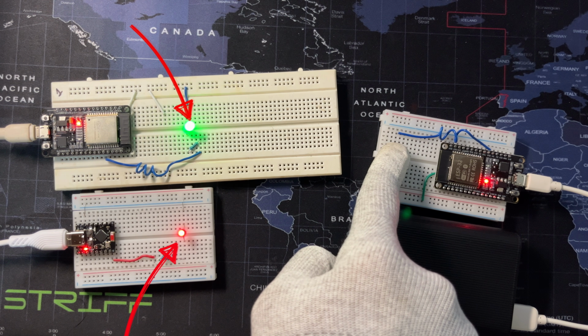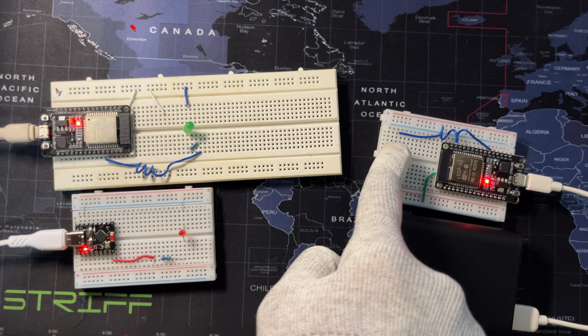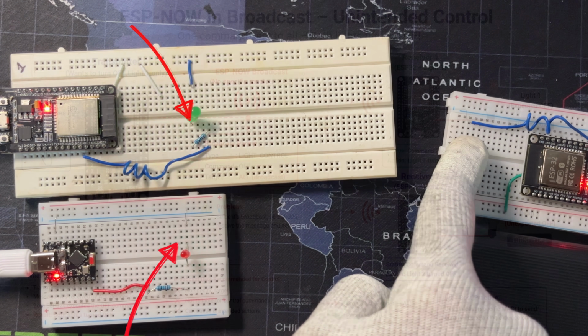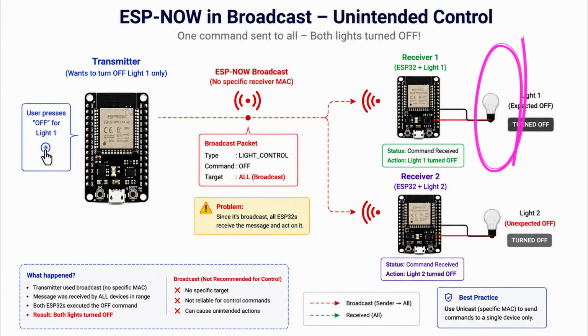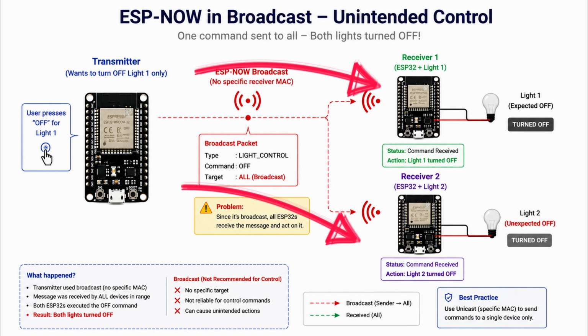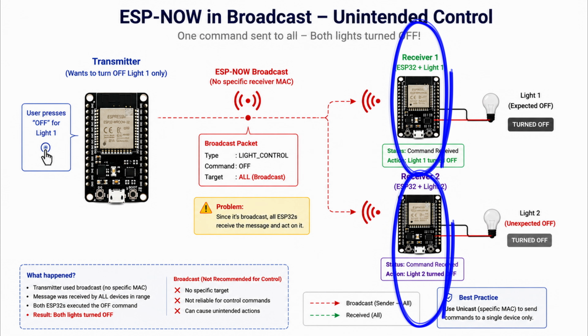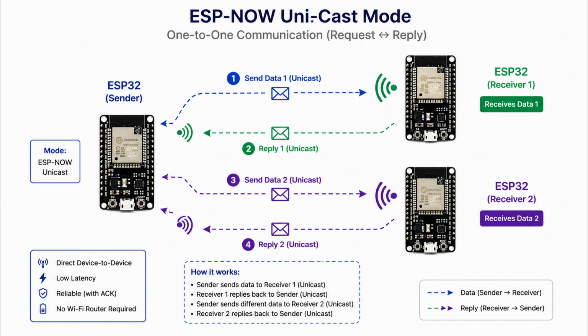With broadcast mode, all the receivers would react every time. There is no way that we can pick a particular receiver. Imagine you are trying to control one light, but the broadcast sends messages to all boards. So all devices connected to every board get turned off. That is why we need unicast.